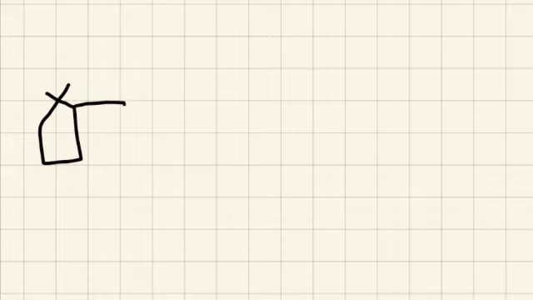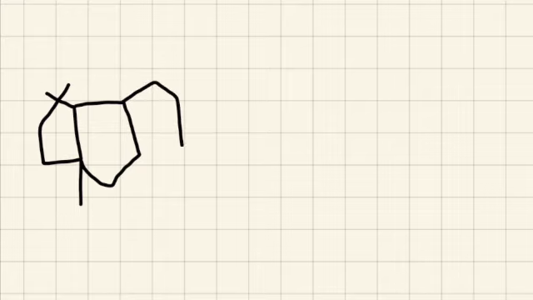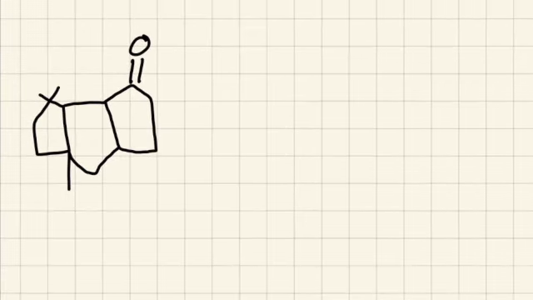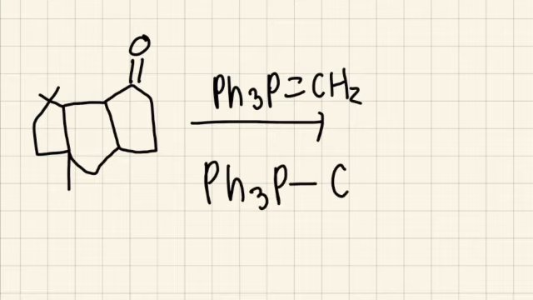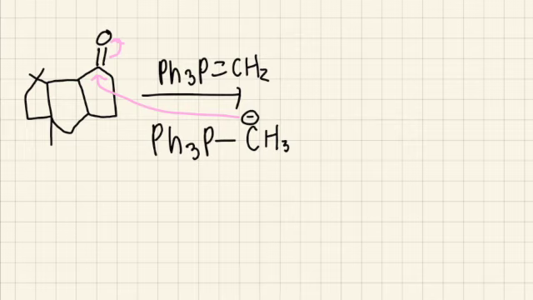We're just going to redraw what we have, with our methyl here and our ketone there. So this is going to be Wittig. We're going to have this reagent, and it can also be seen as a carbanion, which is going to attack this ketone right here and break the pi bond there, and our structure is going to look like this.